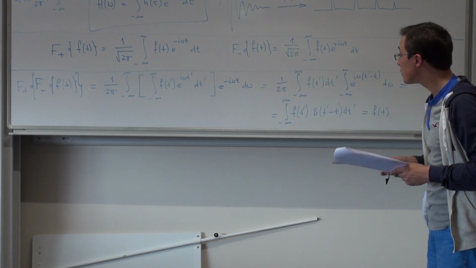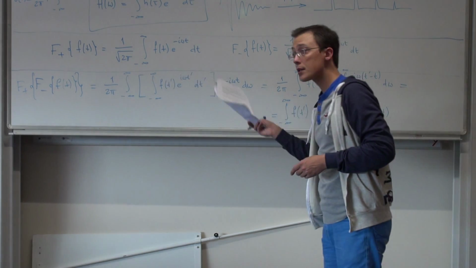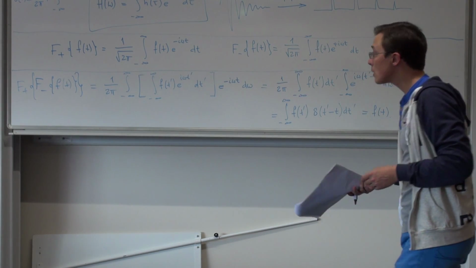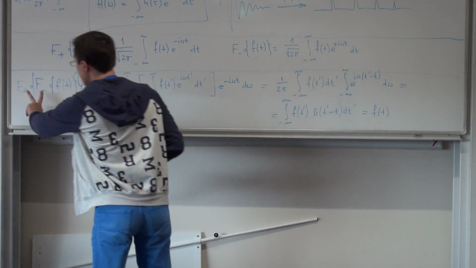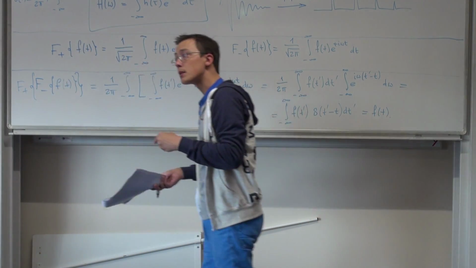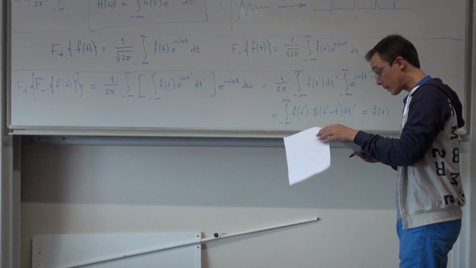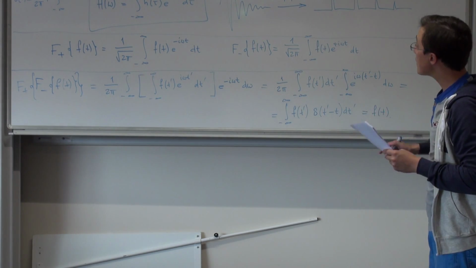So that's the proof that the two Fourier transforms are each other's inverse. It's a useful exercise at home to just swap the plus and the minus around and to demonstrate that it also works correctly the other way around. Right, so that's the first property.